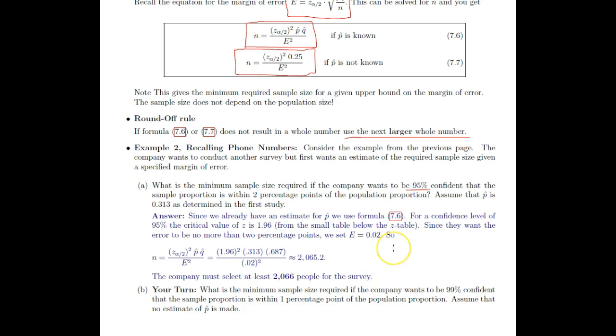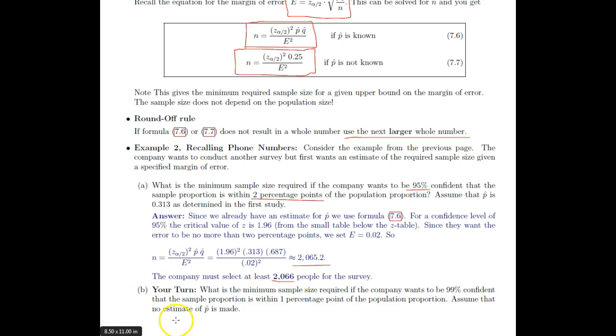So for proportions, we're going to have our e be the decimal form. So if your data is given to you like it is here as percentage points, we're going to turn that into a decimal, okay? Because our p is a decimal. So you plug everything in, compute it, and you get this number right here, 2065.2. So of course we're going to round up to the next whole number, which will give us 2066.